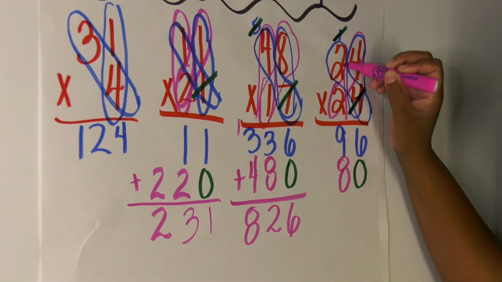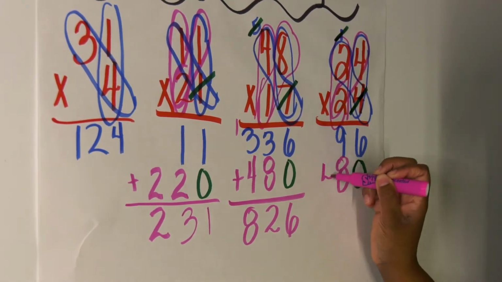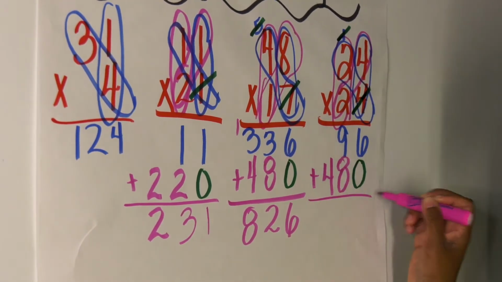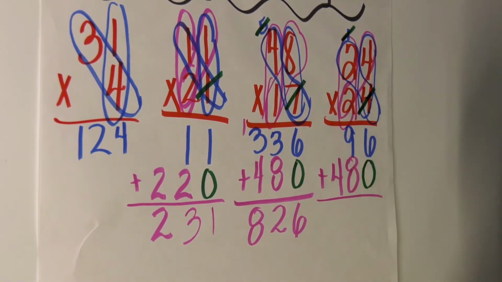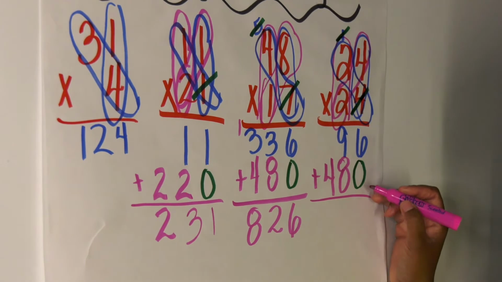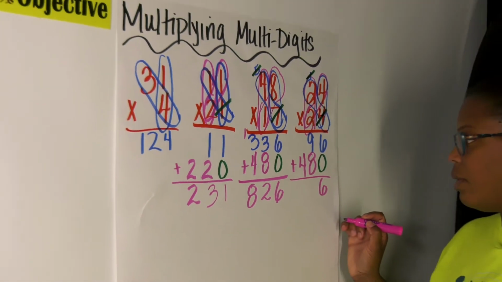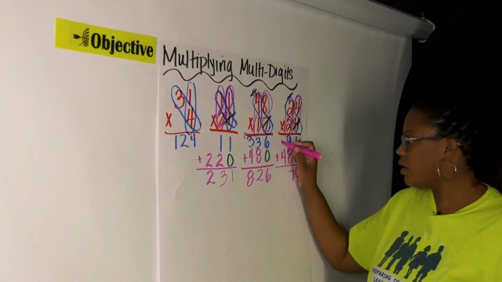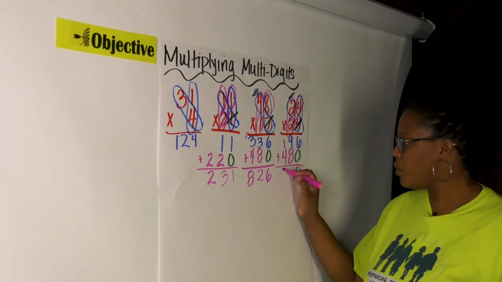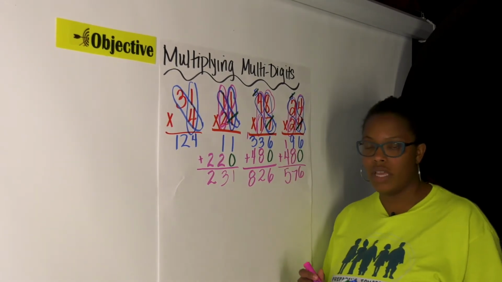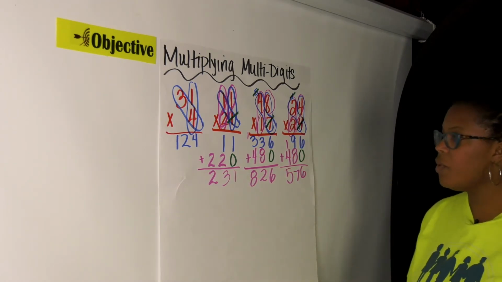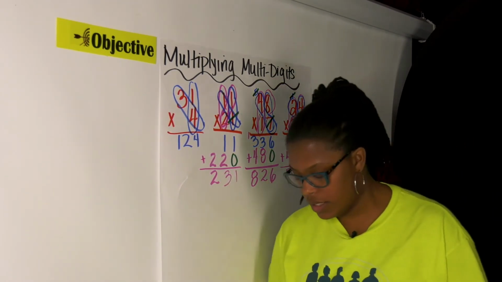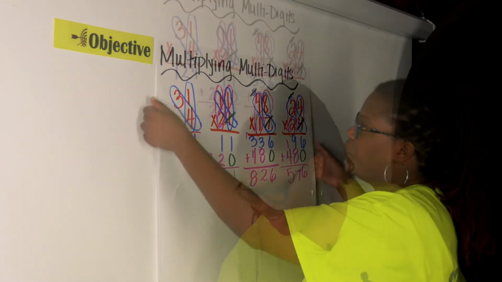And then 2 times 2 here. Okay, I know this may look a little messy, but when you get it, you won't have to do all of that. Okay, so we have 6 plus 0, which is 6. 9 plus 8, which is 17, carry the 1. 4 plus 1, which is 5, which is 576. All right, you all, so now we are going to practice 3-digit numbers.